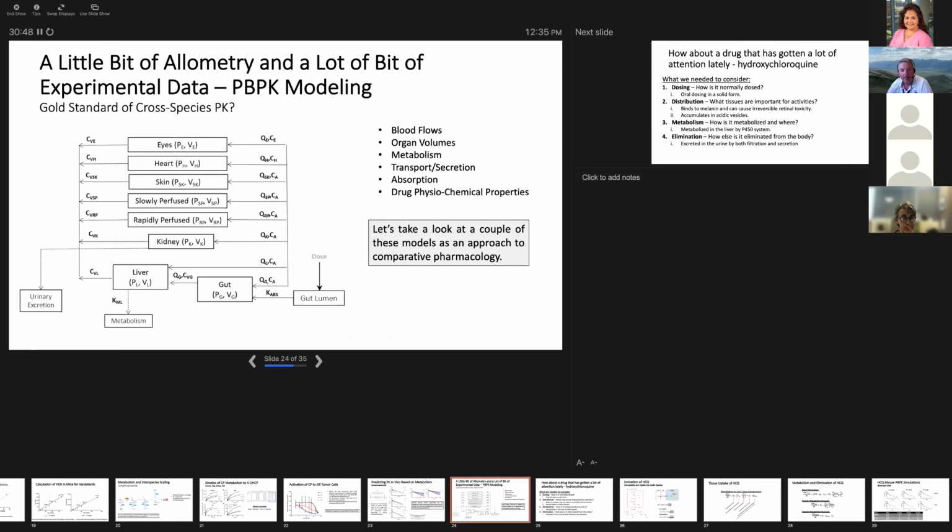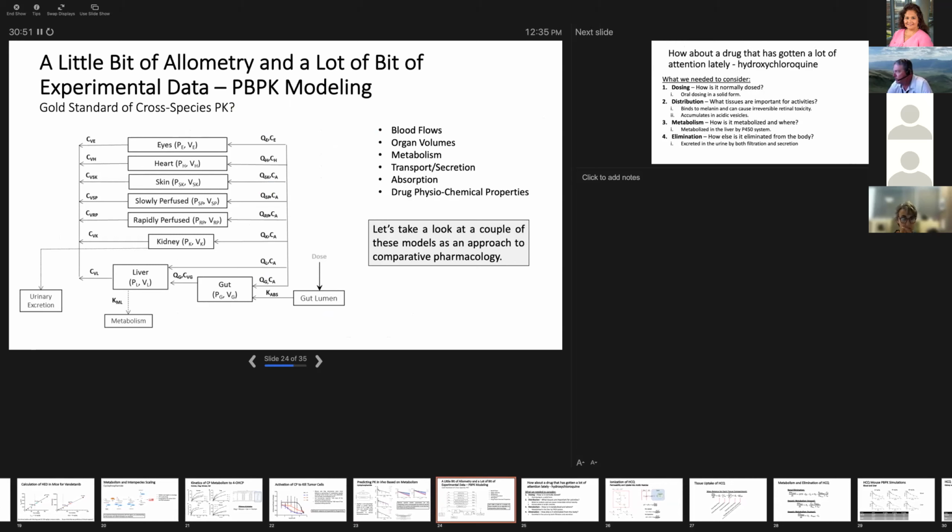Okay. The last example I'm going to use is putting everything together, and this would be what we generally consider the gold standard for interspecies scaling. And this is using a little bit of allometry, a lot of experimental data, and really playing out the physiological differences and the structural differences with blood flow in each species, as well as using metabolic species-specific parameters to model the pharmacokinetics of a drug. And this uses blood flows, organ volumes, metabolism, transport, secretion, all kinds of stuff.